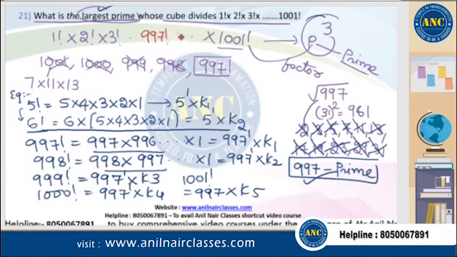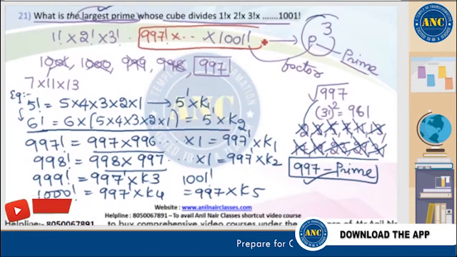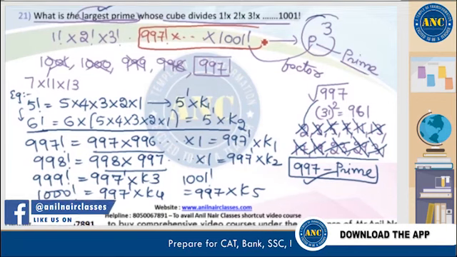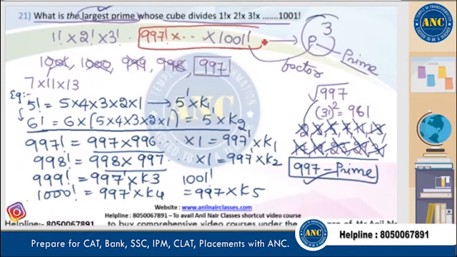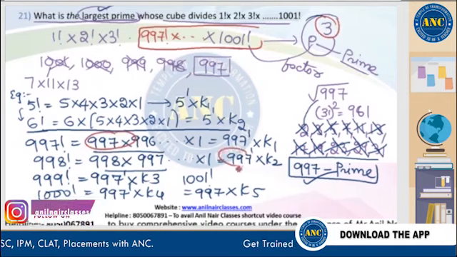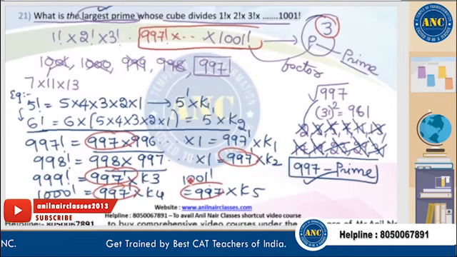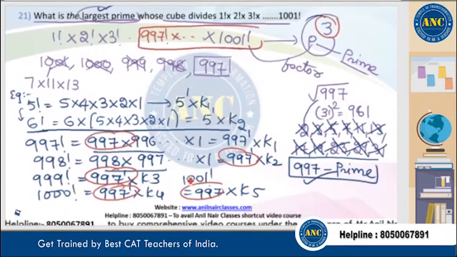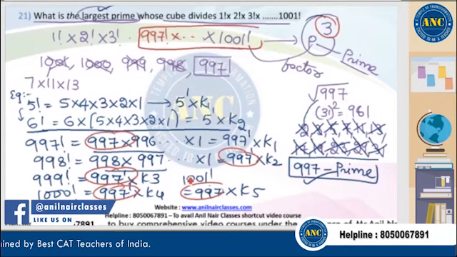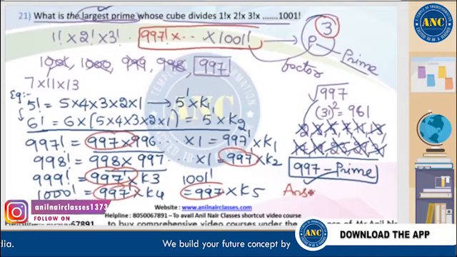In 997 factorial, all these numbers from 997 to 1001 factorial, every number contains 1 power of 997. I require a minimum of 3 powers. So here there is 1, here there is 1, here there is 1, here there is 1. Yes, from 997 to 1001, in total, 5 times it is there. 5 times also contains 3 times. So what is the answer for this question?